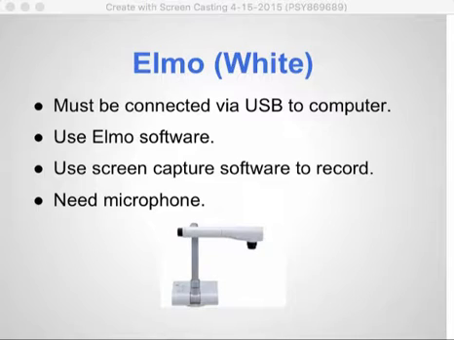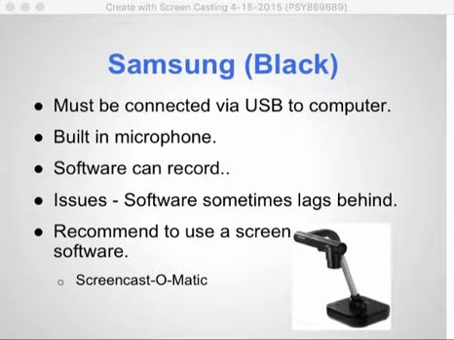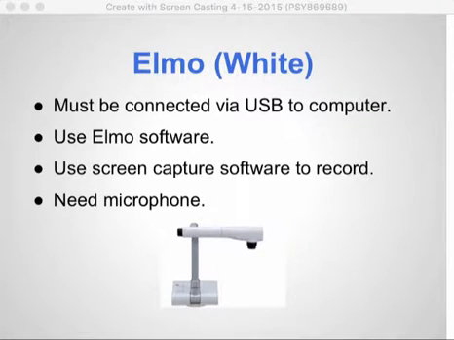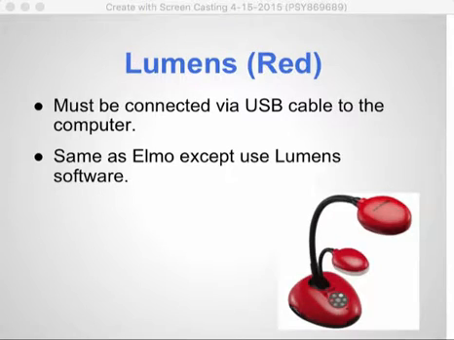Give me a green check mark if you have a white Elmo. Okay, let's clear those. How many of you have the black Samsung? Give me a green check mark. The green check mark's above your name. Just one of you, okay. And if you don't have access to a document camera at all, give us a red X, just out of curiosity. Only one, good. Yeah, that is good.